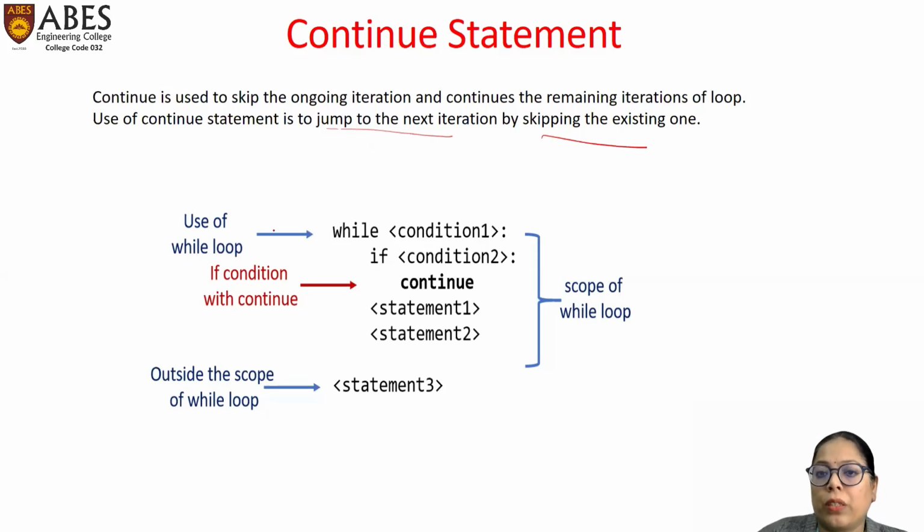First, we will see the syntax. Like this is your while loop. Then inside while loop we have if condition, and condition is true. This is continue, and this whole is inside while loop. If condition continue, and this is outside the scope of while loop.